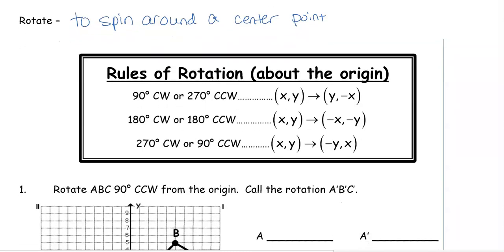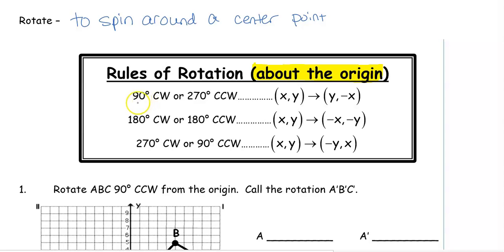We do have a nice little cheat here, rules of rotation. The key is that these rules of rotation are only going to work if we are rotating around the origin. So we have different kinds of rotations. We can go clockwise or counterclockwise, and just think about a clock. Which way do the hands on a clock move? If it goes the same way that the hands on the clock move, it's clockwise. If it goes the opposite way, it's counterclockwise.